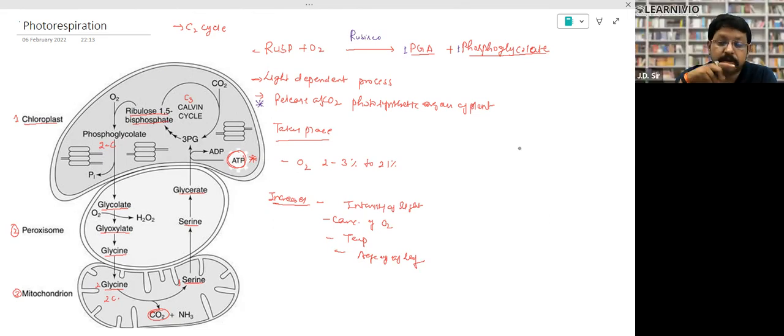Now let me tell you, this process will not go on in the C4 plant. Photorespiration decreases 20 to 30% productivity of C3 plants. This process cannot go on in the C4 plant. That's why C4 plants are more advanced than C3 plants, right?